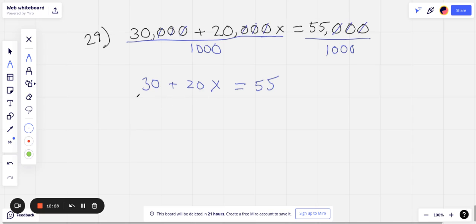All right, now this looks like a nice problem, and I want my variable, which is the 20x, on one side, and I want my constants on the other side. So I'm going to subtract 30 on both sides.